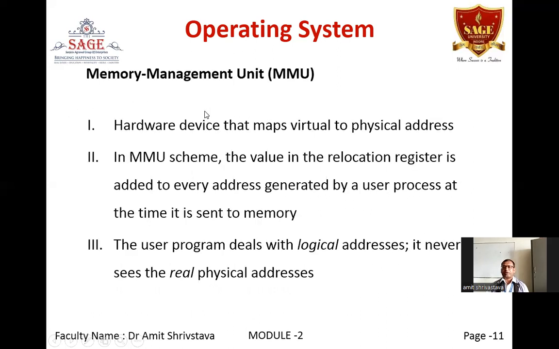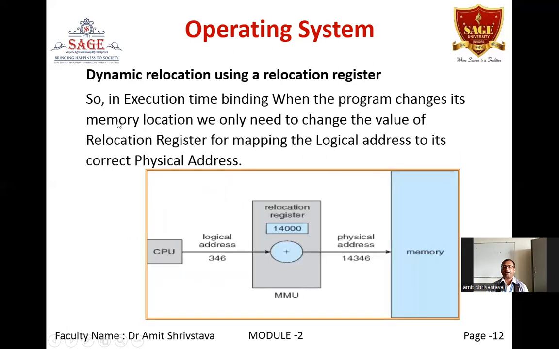Now, the memory management unit, or MMU, is the hardware device that maps virtual to physical addresses. In the MMU scheme, the value in the relocation register is added to every address generated by a user process at the time it is sent to the memory. The user program deals with logical addresses. It never sees the real physical addresses. So this is how the relocation register works.